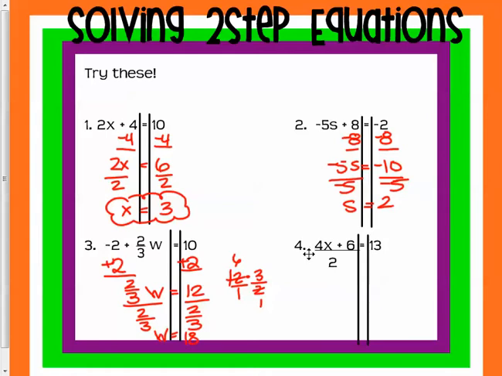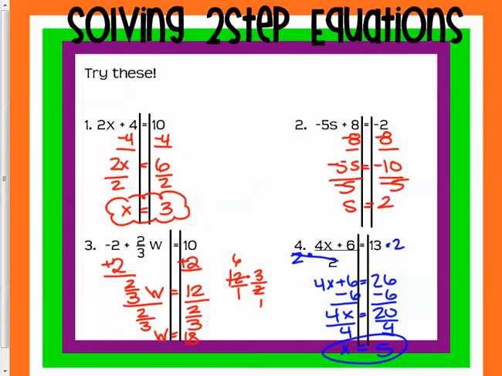And lastly is the one that was the trickiest. Remember, this whole thing is being divided by 2, so we have to undo that division of 2 first through multiplication, and we're left with 4x plus 6 equaling 26. Then take 6 away from both sides, and you're left with 4x equaling 20. Then divide by 4, and you're left with x equaling 5.